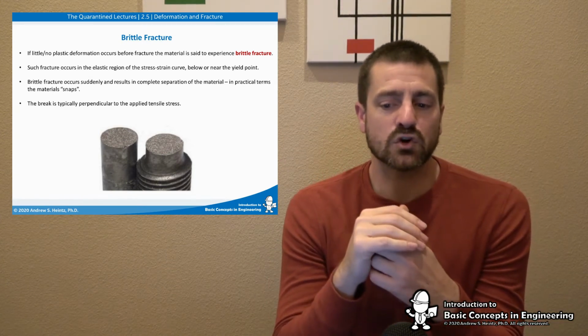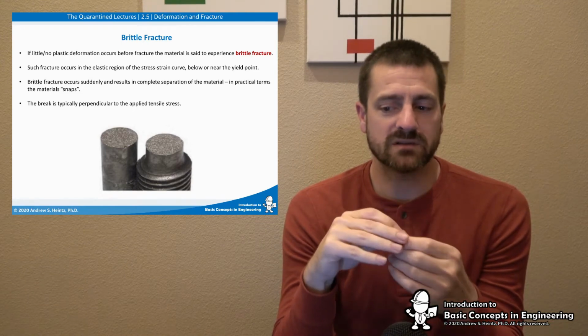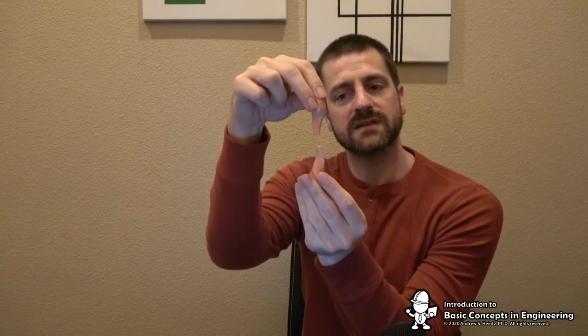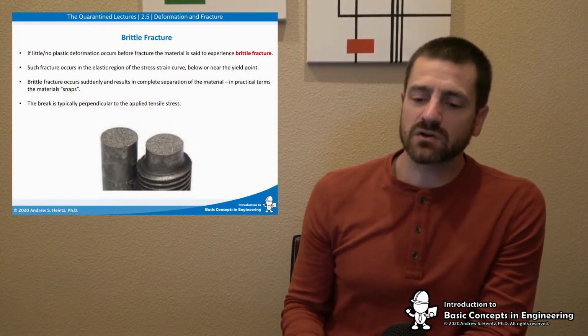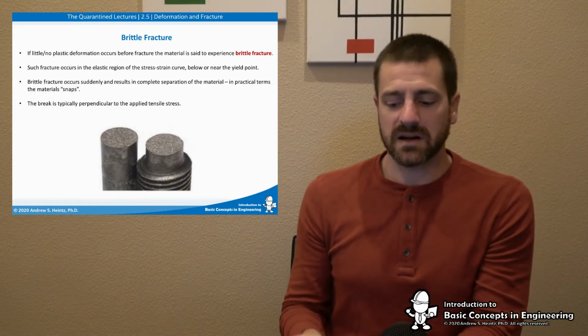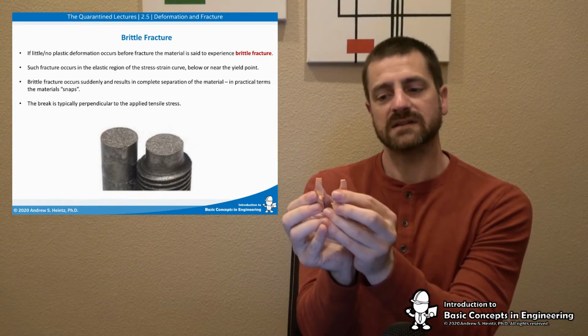Brittle fracture occurs suddenly and results in complete separation of the material. In practical terms, this is the snap. This break is typically perpendicular to the applied tensile stress, right? So what we're showing here is the way we pulled it. If it were in our tensile test, it was like this. The break occurs perpendicular to the applied force, which was in this direction. So that picture shows very clearly what I'm trying to show with the silly putty, which is you get these flat lines of fracture.